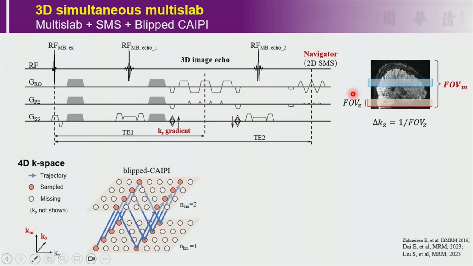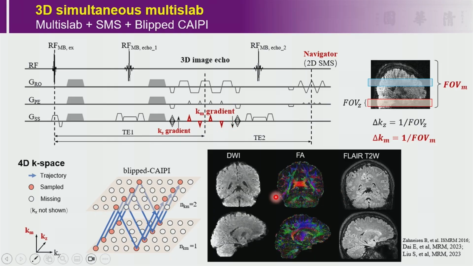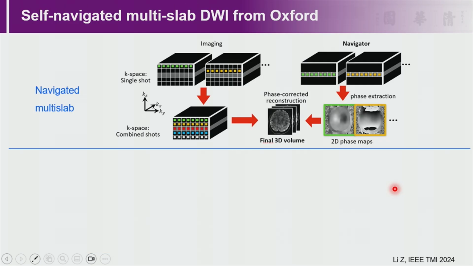Image echo, navigator. The navigator is used for motion estimation and phase correction. If you use CAIPI, we need to add CAIPI gradients along the slice direction. Here's the sampling trajectory. And here's the final result, DWI, FA, and the reference. We found that the navigator acquisition takes more than 30% of the acquisition time. Therefore, sampling efficiency is still low.